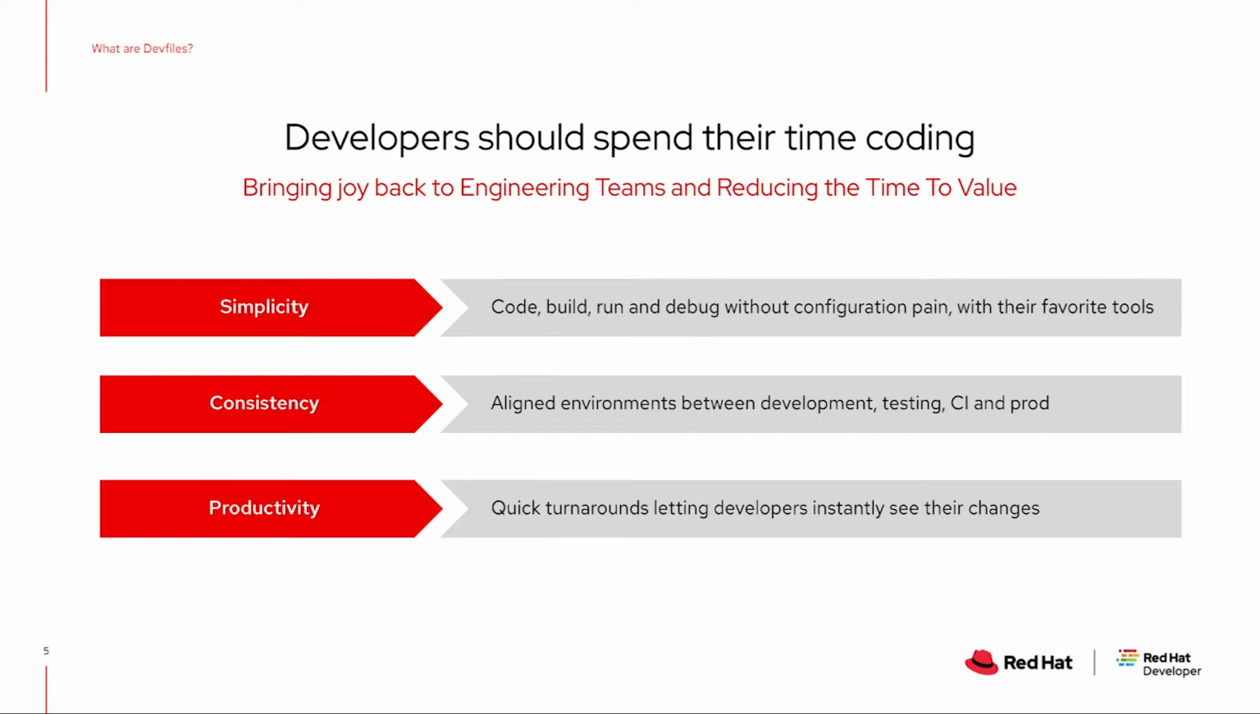Consistency. We want to have a consistent environment across different phases of development, including development, testing, CI, and production. Minimize one of the most common developer quotes: well, it works in my environment. Productivity. We also want quick turnaround time so they can see the changes of their code immediately. The last point may be a bit controversial since it means no more excuses for frequent compile breaks for developers.